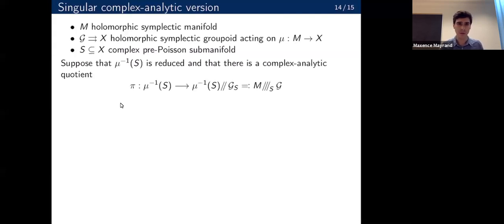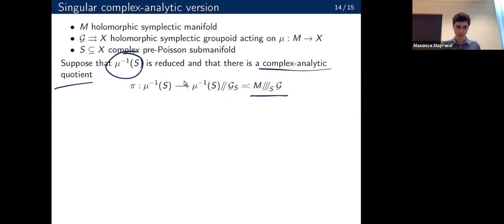complex pre-Poisson submanifold. And there's a technical assumption here, which is that we assume that this mu inverse of S is reduced as a complex analytic subspace of M. Possibly we'll be able to remove that assumption, but for now we need to use it. But in the Ginzburg and Kazhdan example, it's not very much of a problem because this mu inverse of S is actually smooth, so there's no problem here. And also we'll assume that there's a complex analytic quotient here, which we'll denote by 3 slashes.